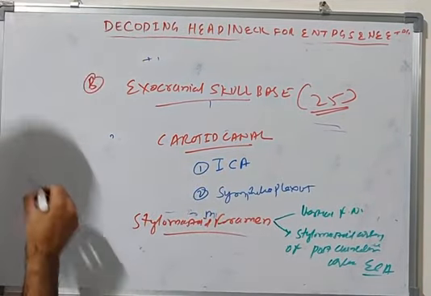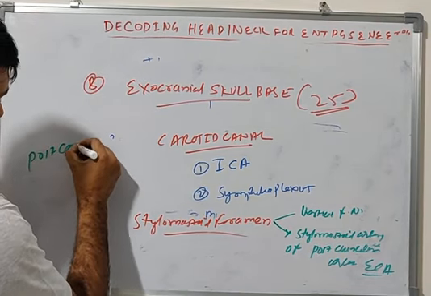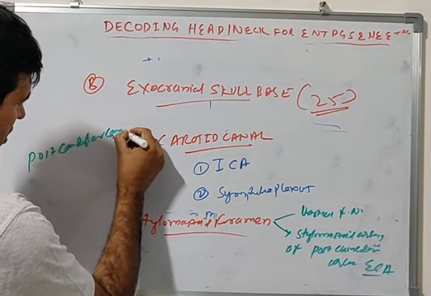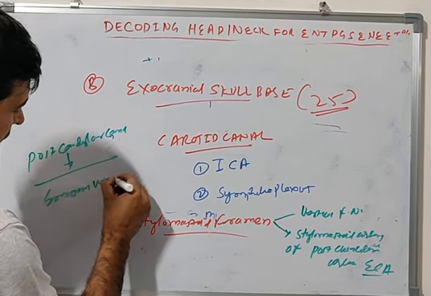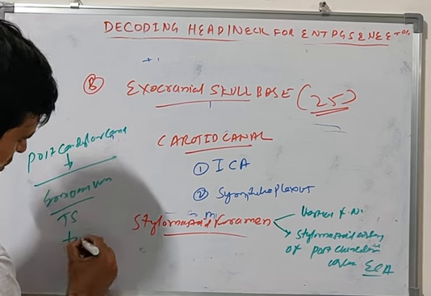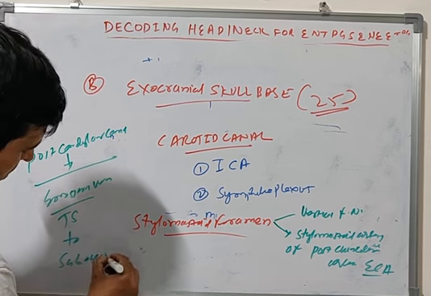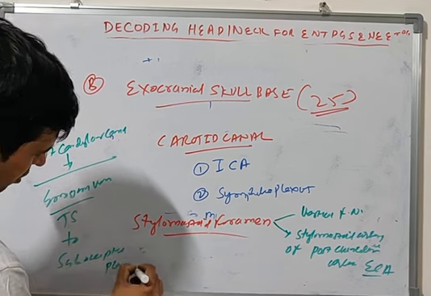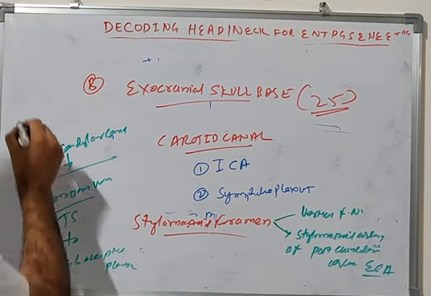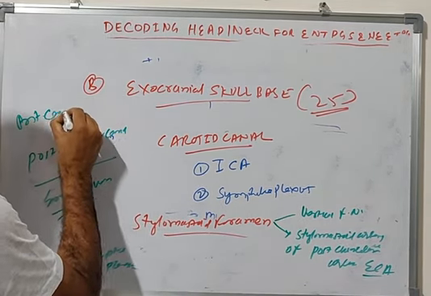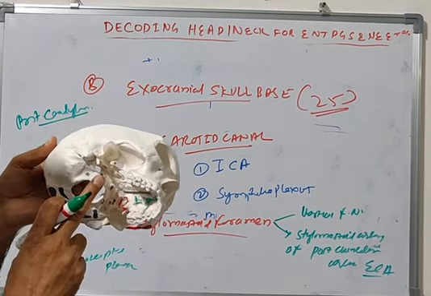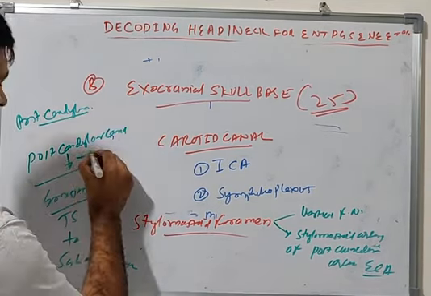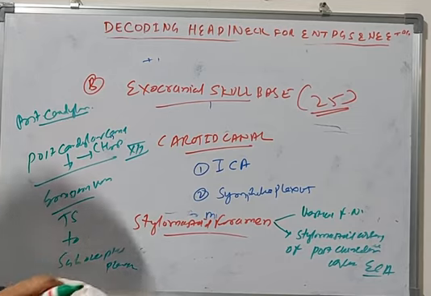So the structure passing through the posterior condylar canal is the emissary vein connecting the transverse sinus to the suboccipital plexus. Okay. Now the canal anterior to the condylar process of the occipital bone is also called the hypoglossal canal. The structures passing through it are the hypoglossal nerve or an emissary vein.